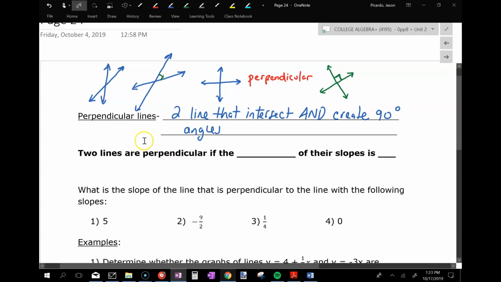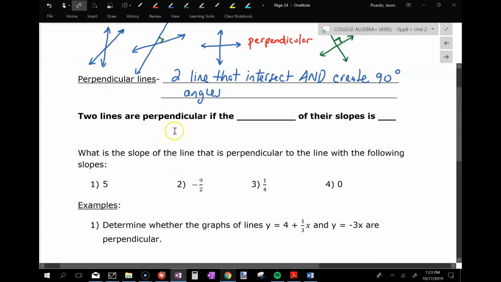Now, please write this down. Really, really important underneath here. Two lines that are perpendicular have opposite reciprocal slopes. And I'm going to work with that definition with you guys for a couple minutes, okay?